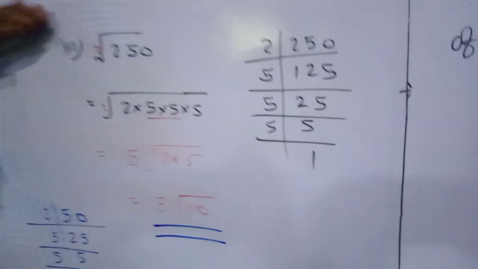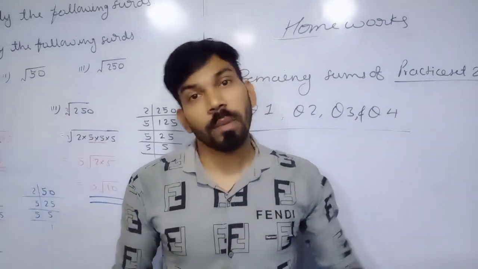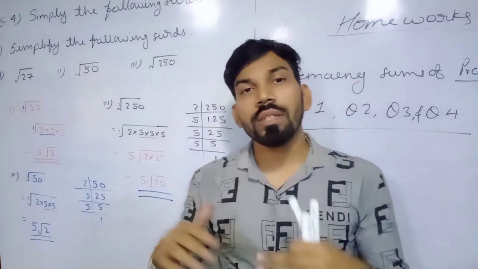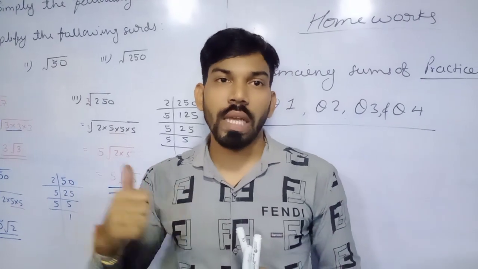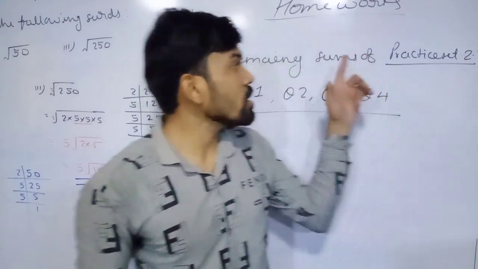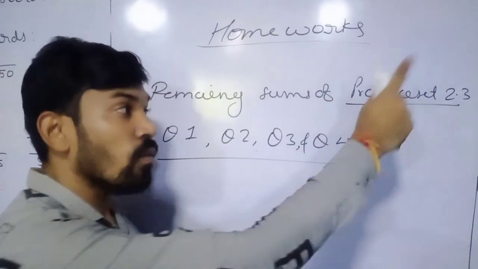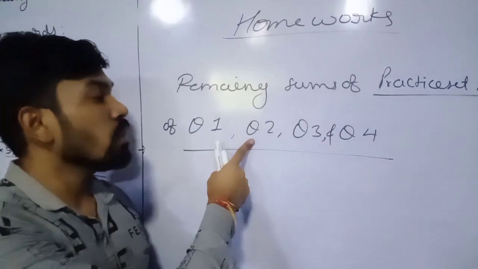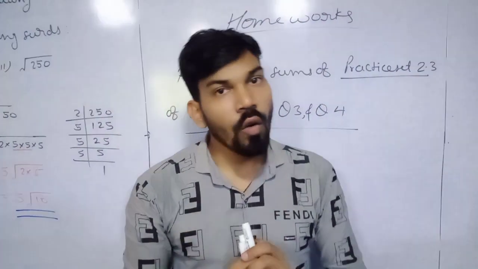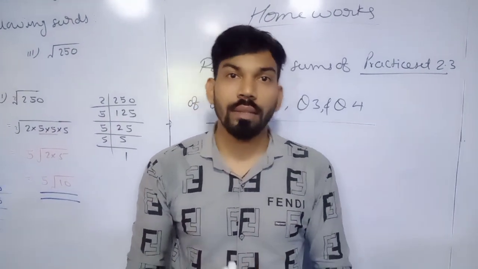So this way, if we have any surds, we can simplify it into the lowest form. As you have seen in this video, we solved a few sums of each question, but in the textbook we have a lot of sums, so all those sums are homework for you. Remaining sums of practice set 2.3, what we did today: question number 1, 2, 3 and 4 you have to solve for your homework, and the remaining sums, question number 5 onwards, we will solve in the next video.